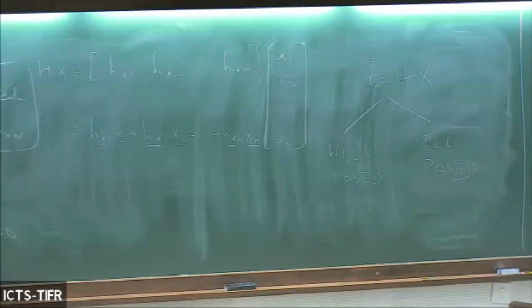Ill-posed, well-posed, linear independence. There's another terminology in matrix theory that I'm going to use to describe well-posedness and ill-posedness. How many of you know the concept of the rank of a matrix?